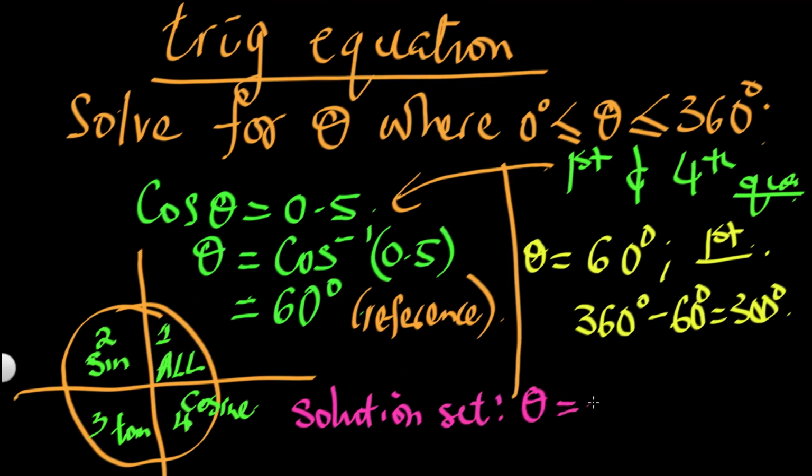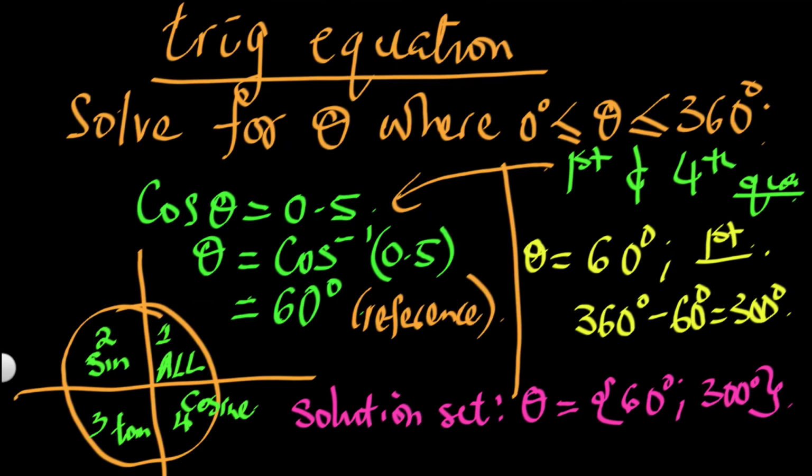Theta, this is the set. It contains 60 degrees and 300 degrees. Then you close this. There is no more. We don't have any other answer to look for because of our range. It is between 0 degrees and 360 degrees.